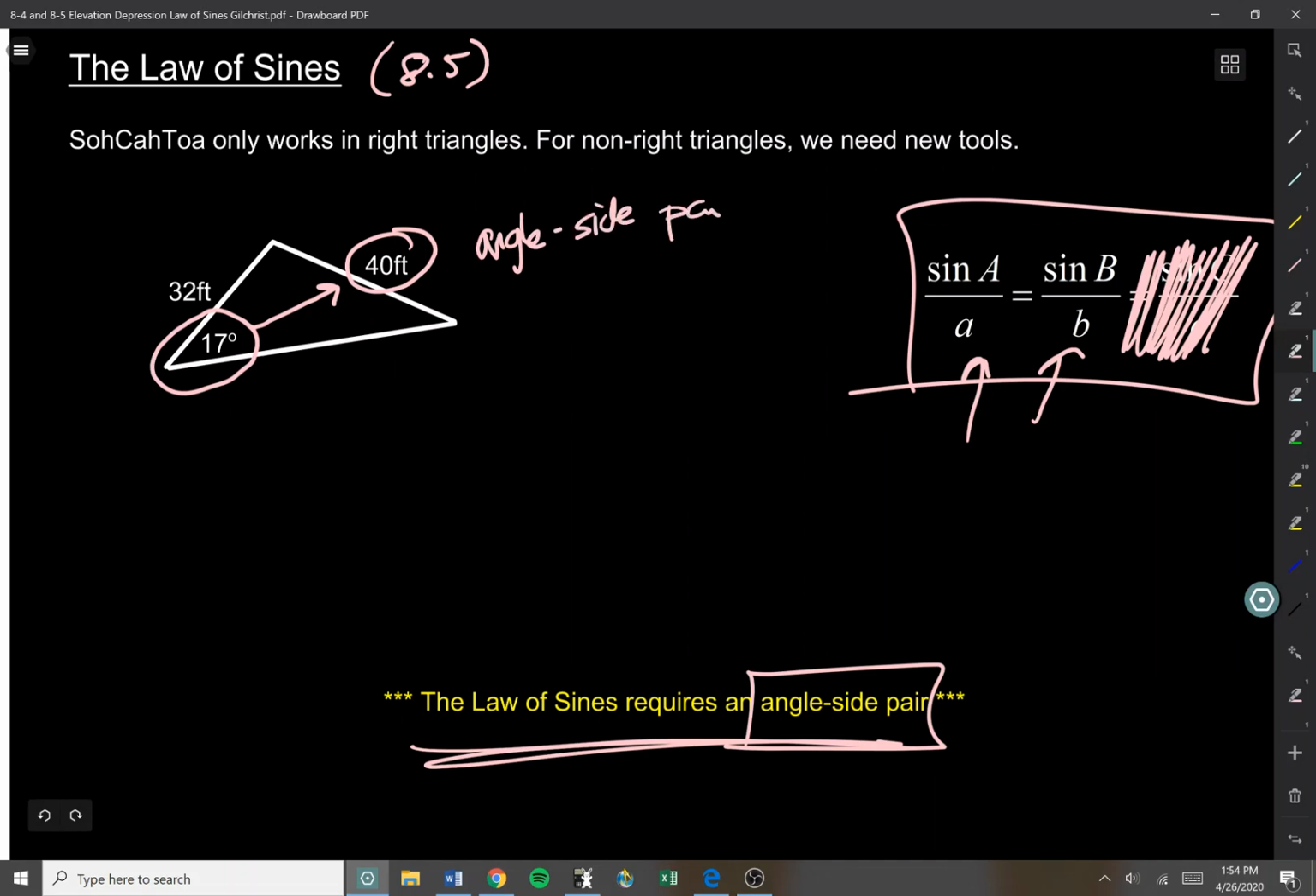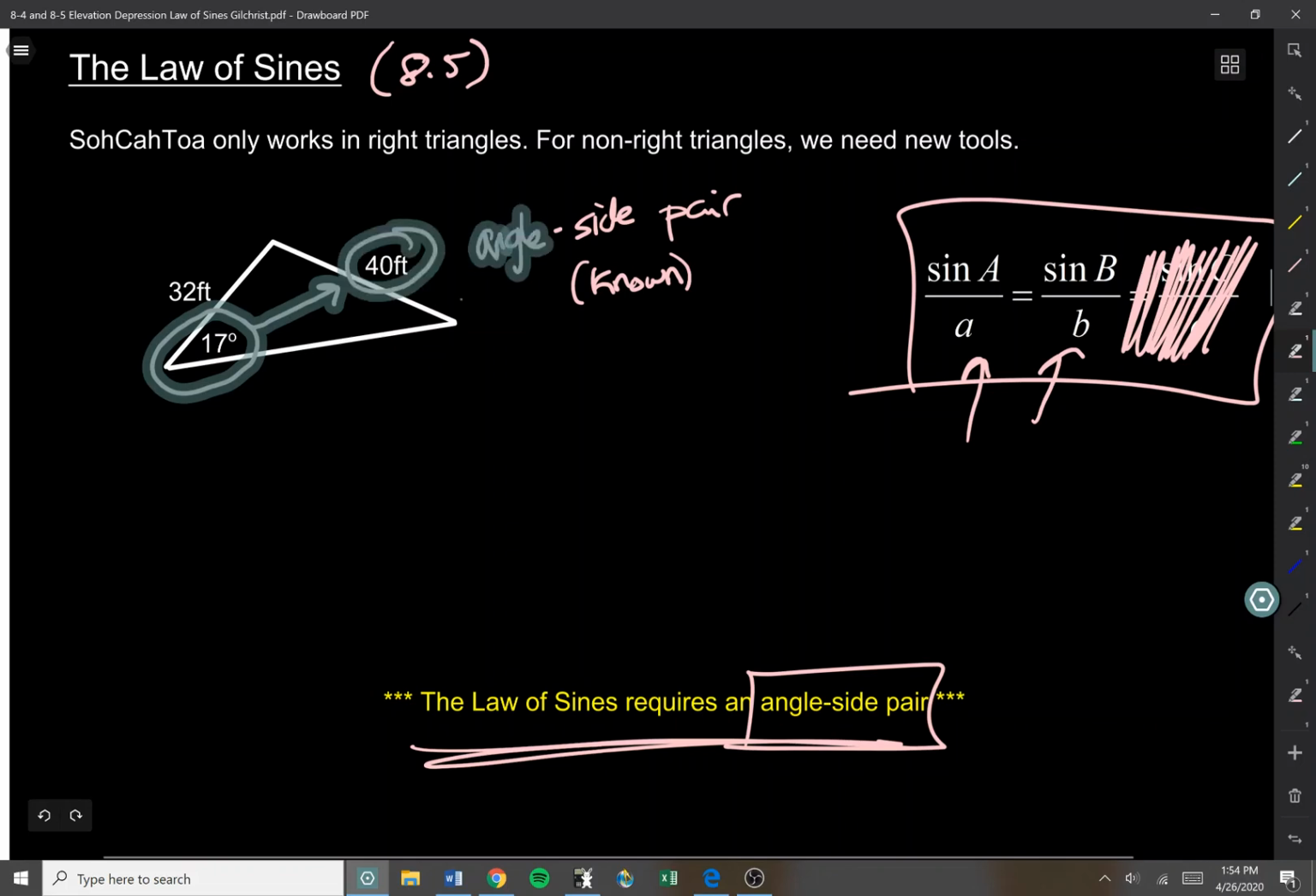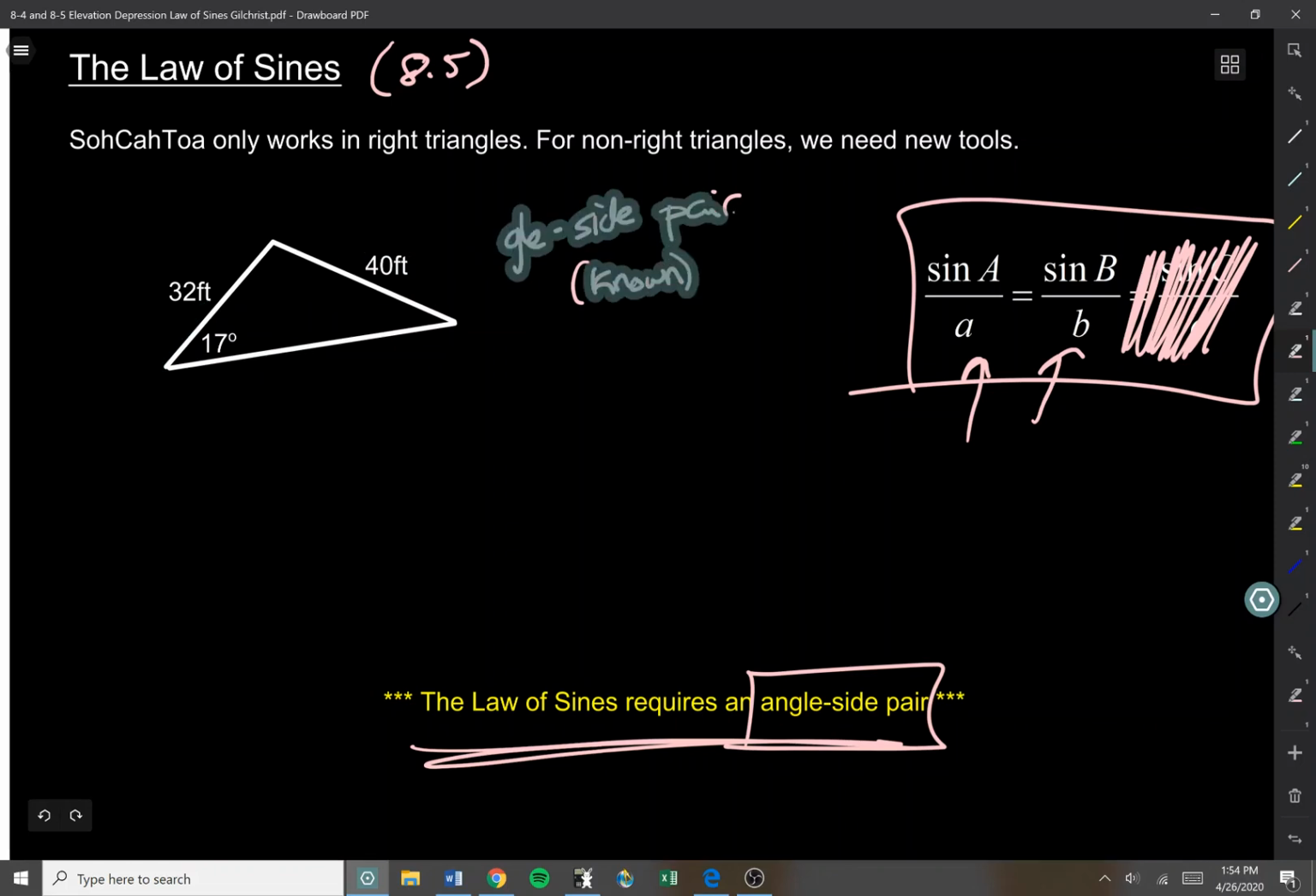They have to be values that you know. They can't be variables. They can't just be letters that you have written down. You have to know the actual value of those angles and sides. Once you have your angle-side pair, setting up the law of sines is pretty simple. I'm just going to do sine of 17 over 40.